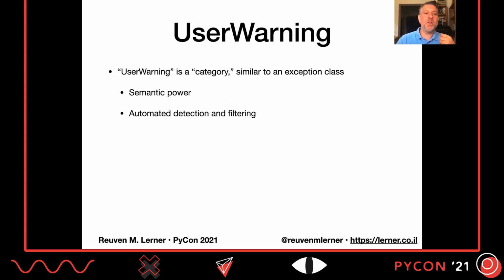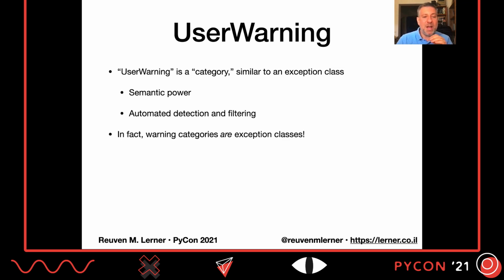So we saw before that user warning was what was being sent. And as I said, user warning is a category. It's similar to an exception class, and it provides us with two different benefits, one of which is the semantic power. I, as a person, will read this and say, oh, it's a user warning. I understand what it means. I understand how to distinguish that from other kinds of warnings. But the other advantage is that by having this category, it's sort of like with exception classes, I can detect it and filter it. And the warning system actually does help us with that.